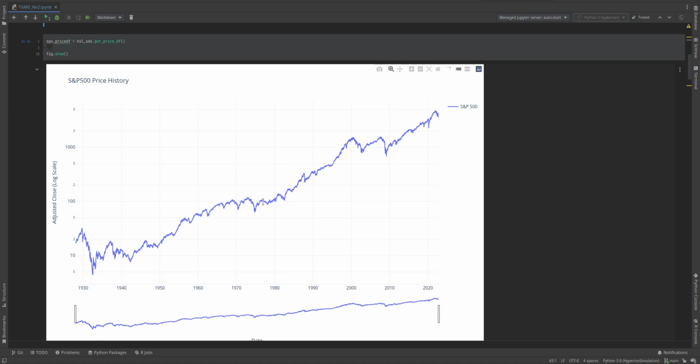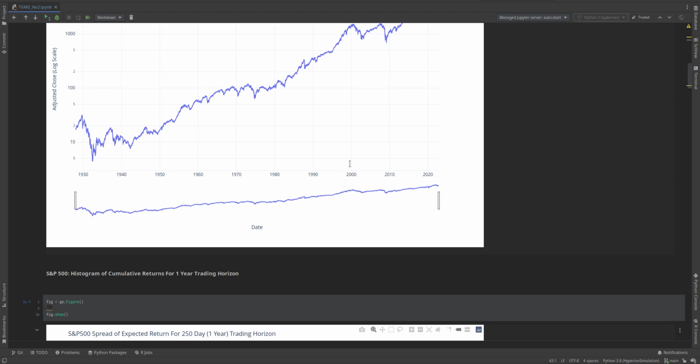We can see this data basically starts somewhere in 1927. We can see the Great Depression. We can see all the other crises the world has experienced since 1927. What we're going to try to do is build out a histogram of cumulative returns for a 1 year trading horizon. Now, I've used a slightly different method of building out this histogram. It works well enough for our purposes.